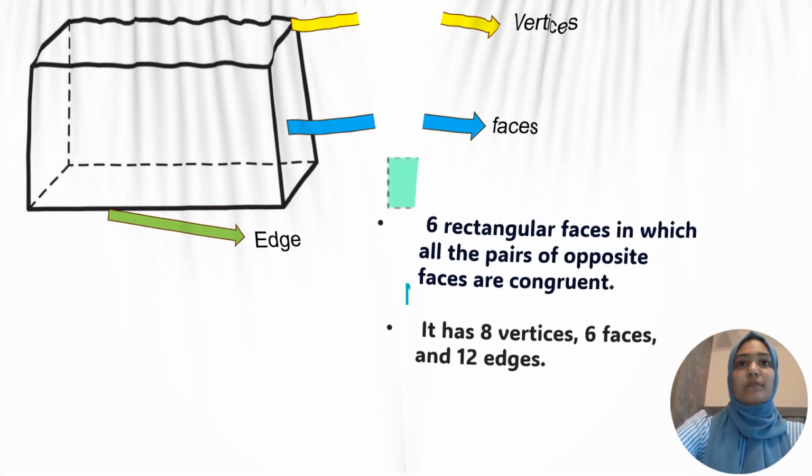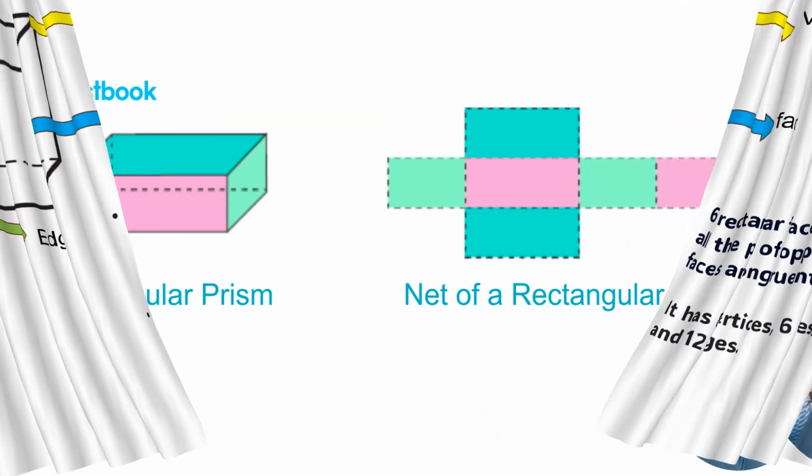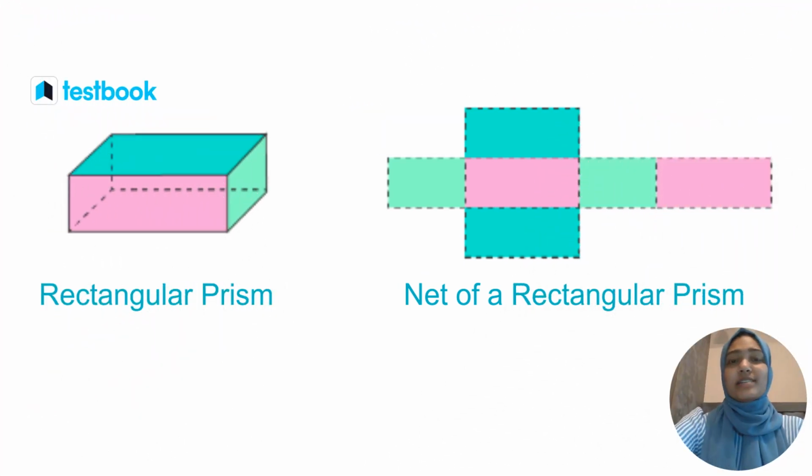And last but not least, we have a net of a rectangular prism. So if we cut out a net and stick it together, the image on the left is what your rectangular prism will look like.